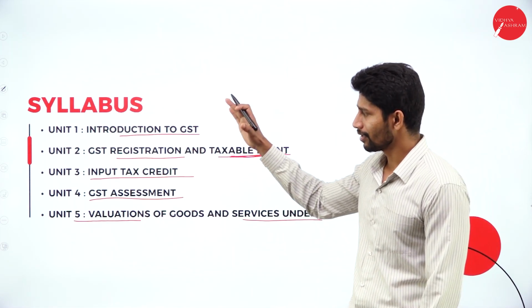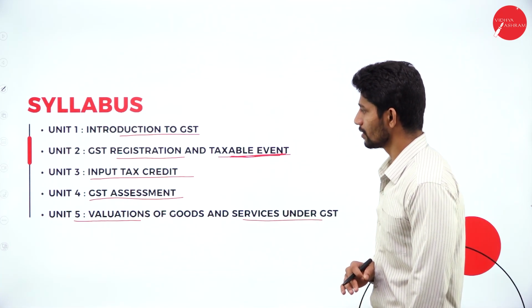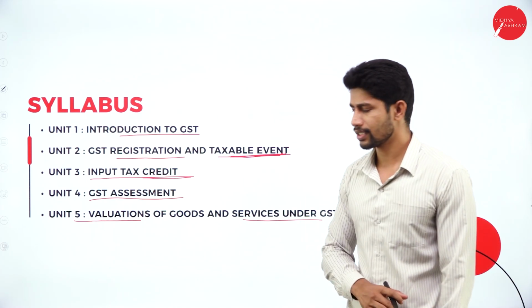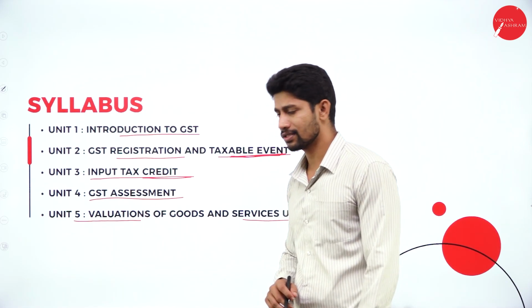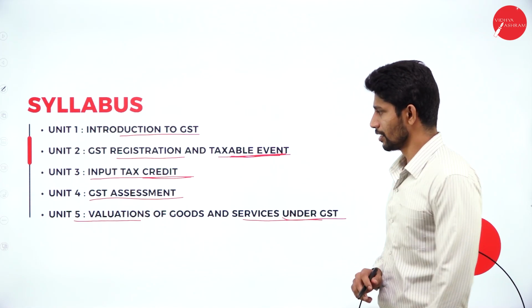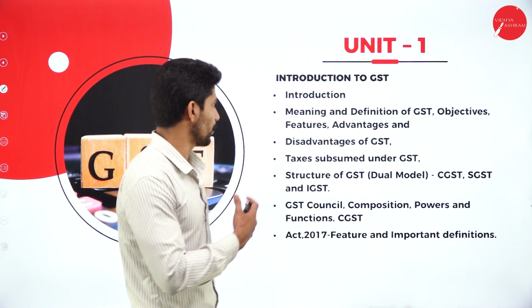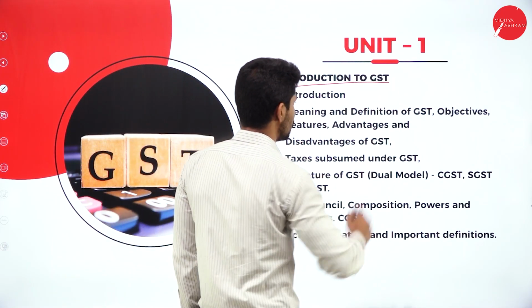So mainly we have 5 units. Unit 1 deals with Introduction to GST. Unit 2, GST registration and taxable event. Unit 3, input tax credit. Unit 4 deals with GST assessment. Unit 5 deals with valuation of goods and services under GST. If you look into each chapter in detail, the first unit is Introduction to GST.